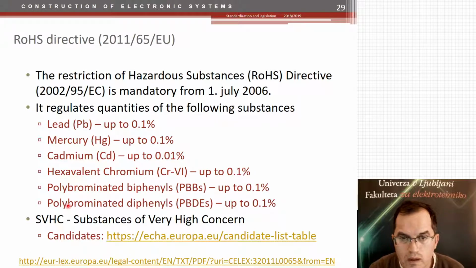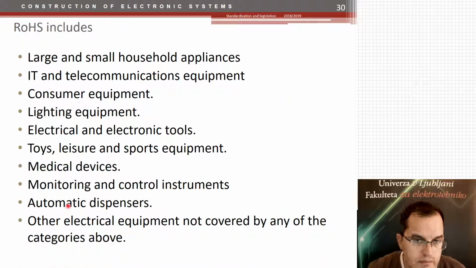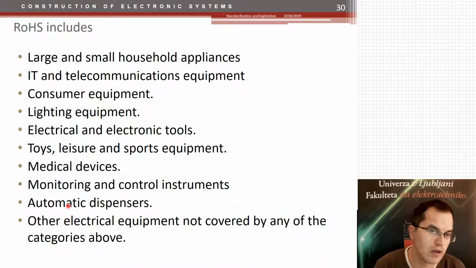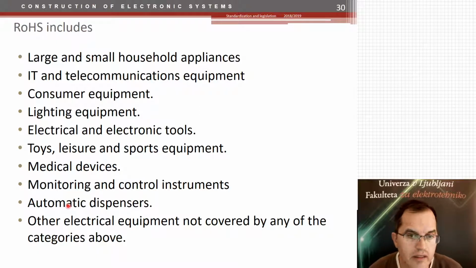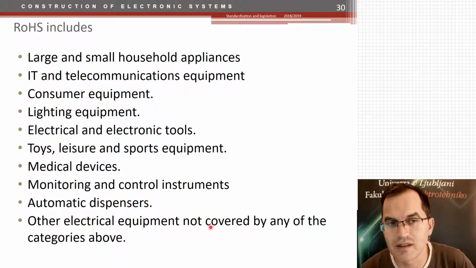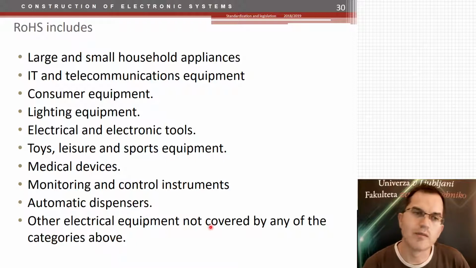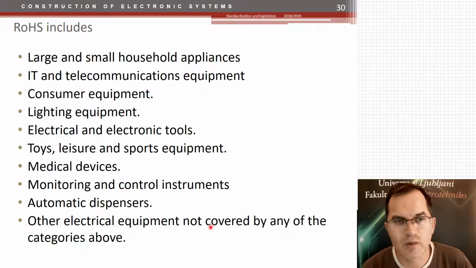So, what is included in this? Household appliances, large and small, IT, consumer, lighting, electrical tools, toys, medical, monitoring, control instruments, and anything else. Well, that's strange, huh? You're very specific, and then you say everything else. But that's what is written in the directive. Well, the more interesting part is what it does not cover.